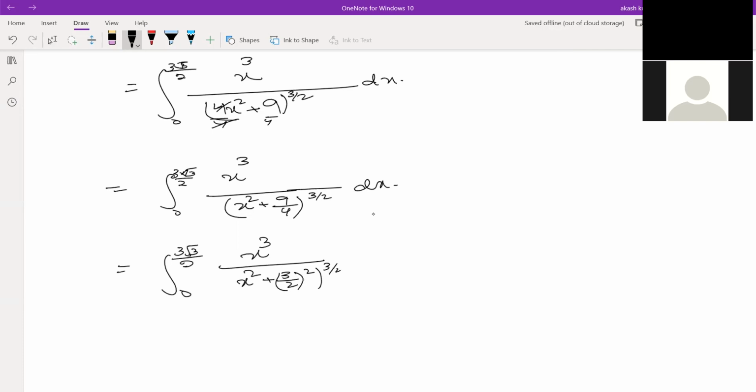Here you just take something common, which is 4. Why did you divide by 4? To have only x alone? Yes, we have to take the 4 common, then we can divide it, because when we multiply it, it becomes 4x square and 9 plus 9. Yes, we have to take out 4.